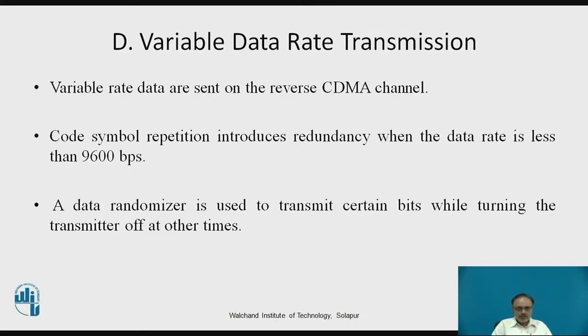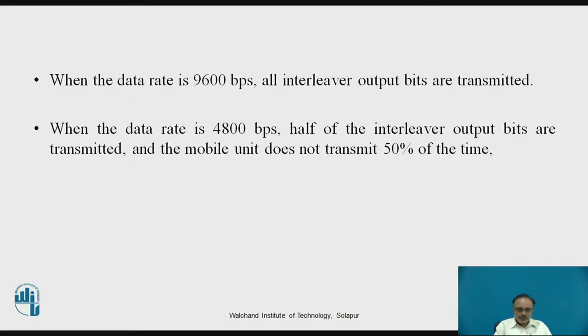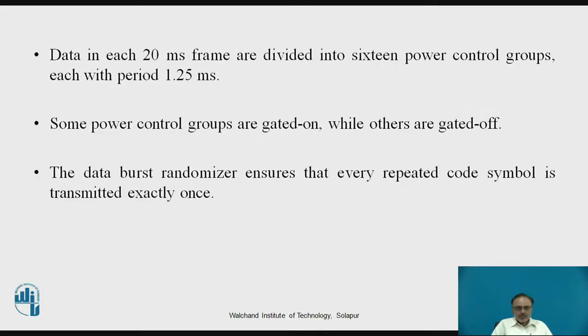There is variable data rate transmission available on the reverse CDMA channel. The code symbol repetition introduces redundancy when the data rate is less than 9600 bps. When the data rate is 9600 bps, all interleaver outputs are transmitted. When the data rate is 4800, half the interleaver output bits are transmitted and the mobile unit does not transmit 50% of the time. Data in each 20 millisecond frame are divided into 16 power control groups, each with a period of 1.25 milliseconds.